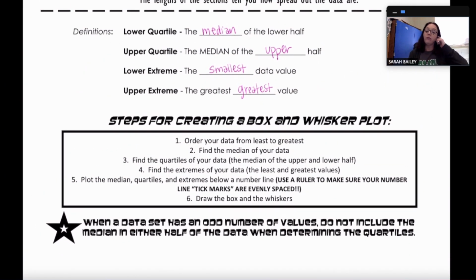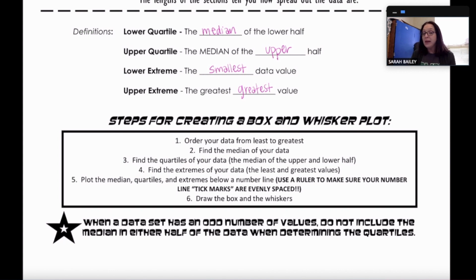Well, first you have to put your data in order, typically from least to greatest. And you're doing that because you need to find your median. And remember, in order to find the median, the data must be in order. So you put the data in order, find the median.